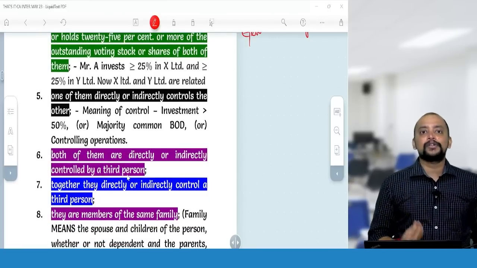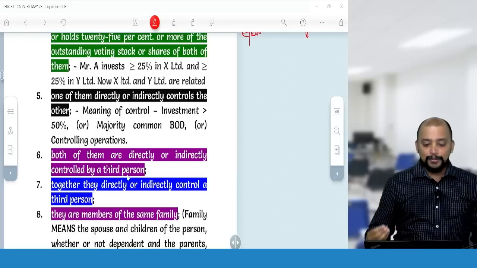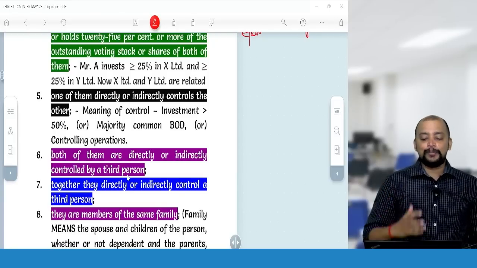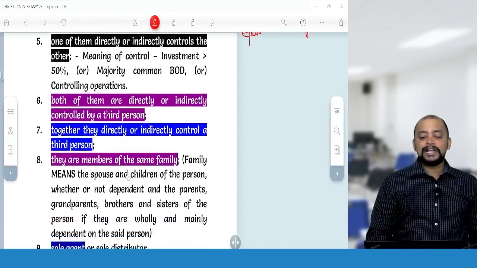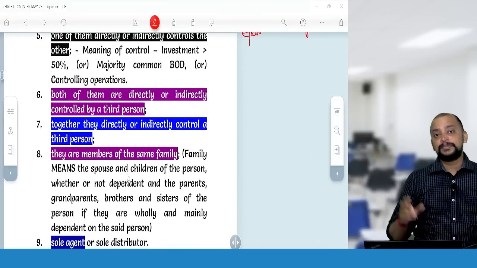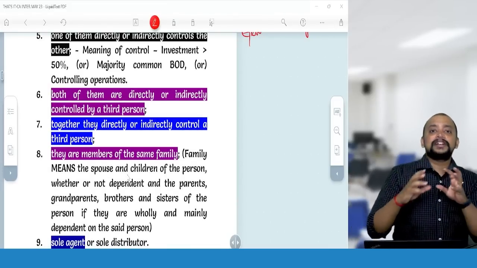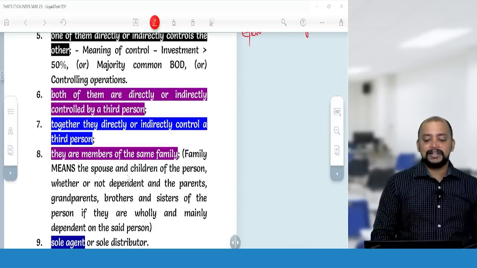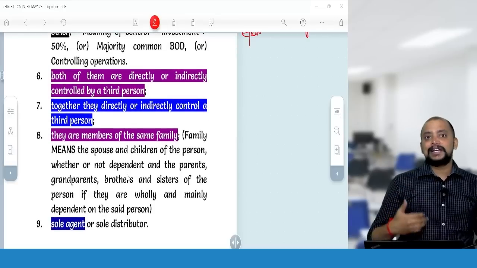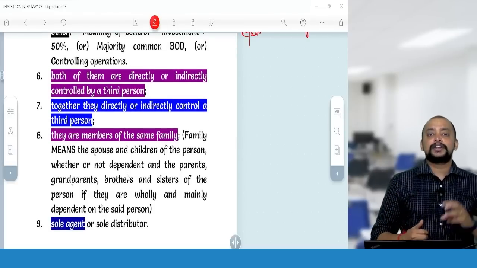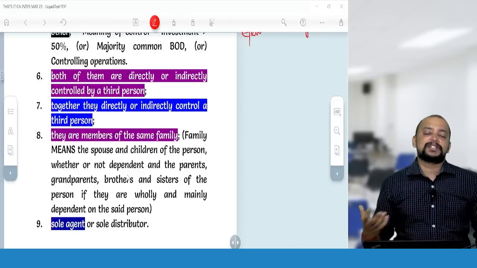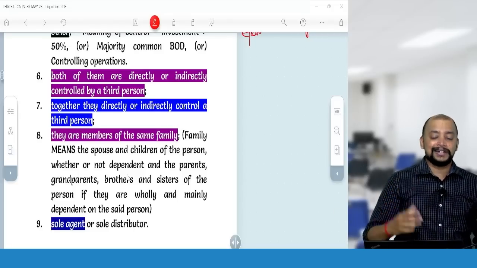What is the meaning of control? Control means either majority common board of directors, or investment greater than 50%, or controlling the operations. Then both of them are directly or indirectly controlled by a third person. There are 2 entities. These 2 entities have a common control. So then these 2 entities will be treated as related. Then together they directly or indirectly control a third person. That is, there are 2 shareholders of a company. Together these 2 shareholders have invested more than 50%. So then these 2 shareholders are treated as related.